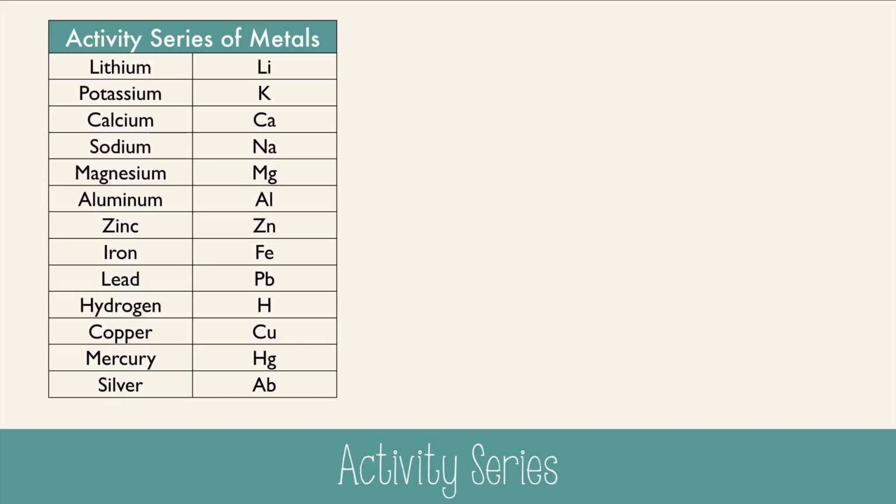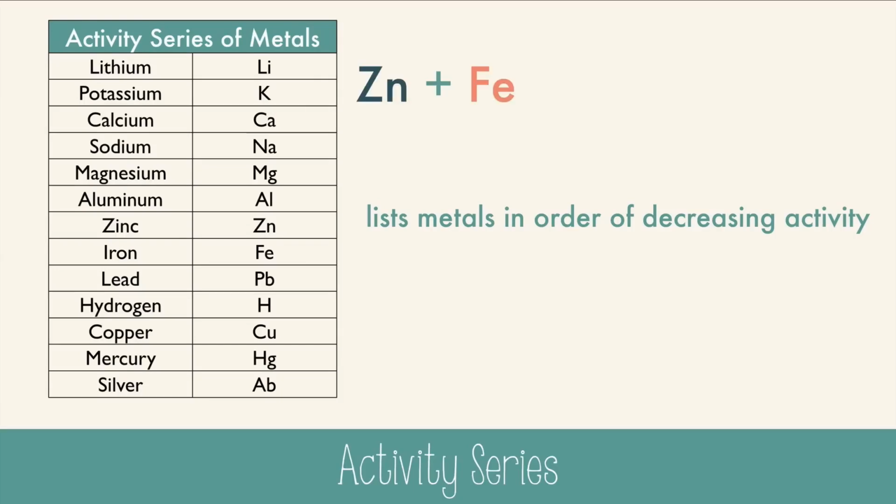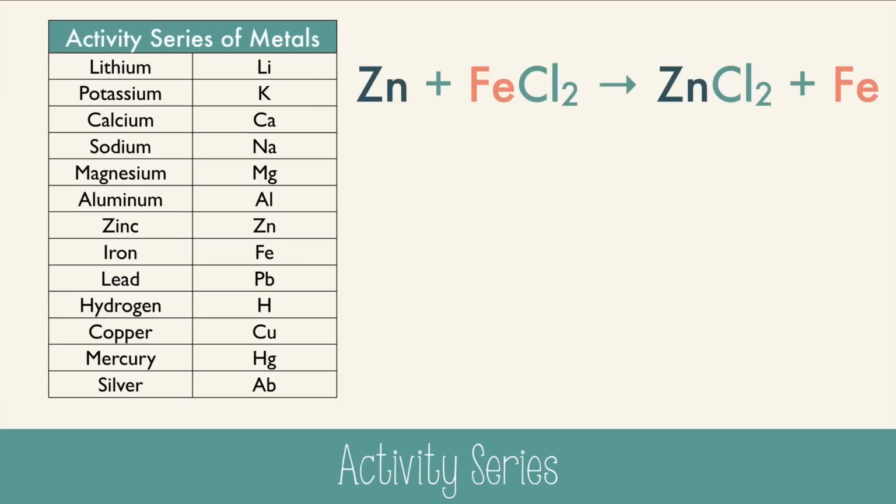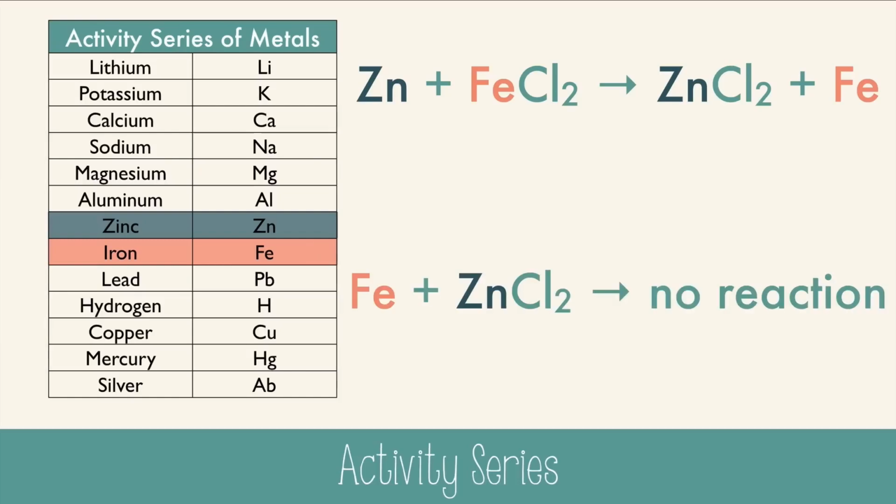The more active metals are toward the top, and metals decrease in their activity as you move to the bottom. In the previous reaction, zinc was the individual element, and it was higher than iron on the activity series. So this reaction occurred. But if we tried to react elemental iron with zinc chloride, nothing would happen, because iron has a lower activity than zinc.